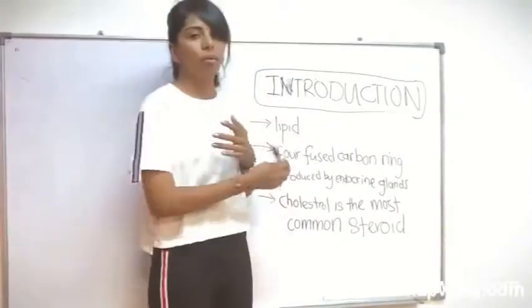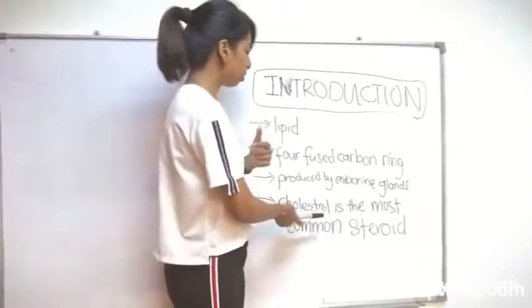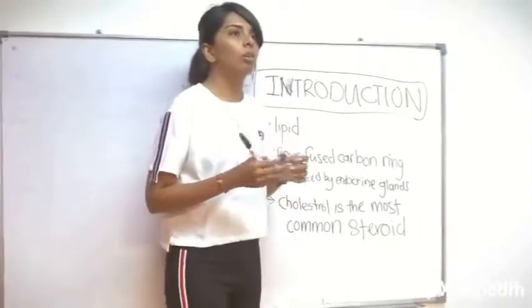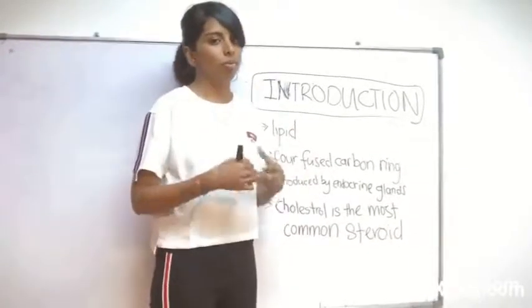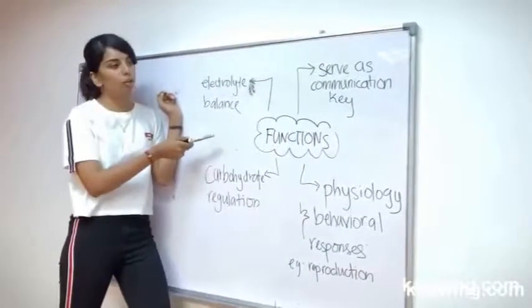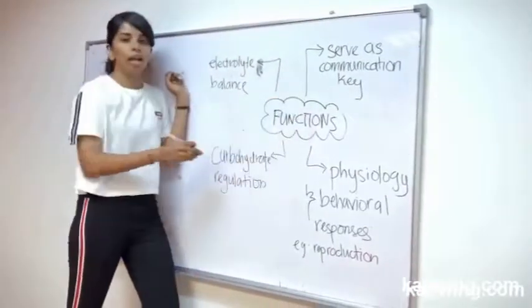And the most common type of steroid is cholesterol. Cholesterol is known to be the most common type of steroid because it helps in the fluidity of your plasma membrane. So now we will look at the functions of steroid hormones. There are about 1, 2, 3, 4 and many more.